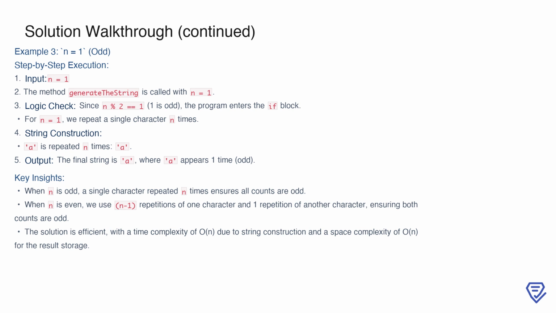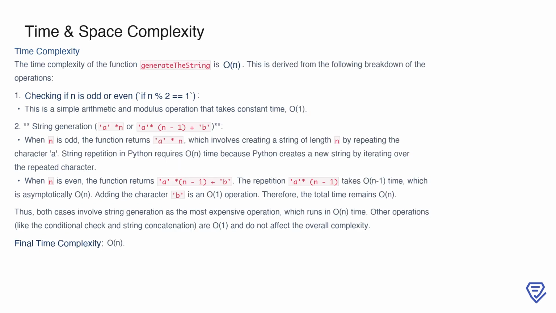To summarize, when n is odd, we repeat a single character n times, and when n is even, we use n-1 repetitions of one character and 1 repetition of another. This approach ensures the solution is both efficient, with a time complexity of O(n), and simple to implement while guaranteeing all character counts remain odd. The time complexity of the function generateTheString is O(n), and this is determined by analyzing the operations performed by the function. First, the check to determine whether n is odd or even, using the modulus operation n%2, takes constant time, O(1). This operation is computationally inexpensive and does not depend on the value of n.